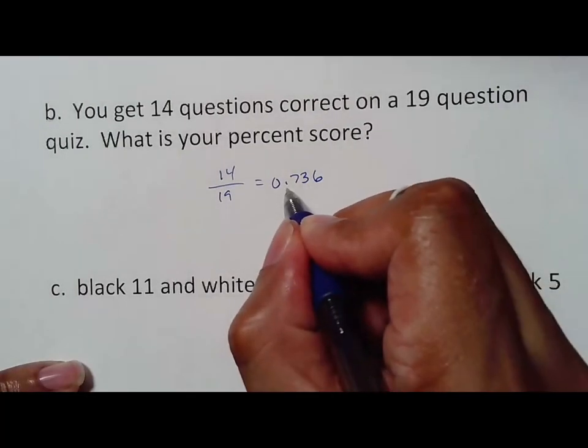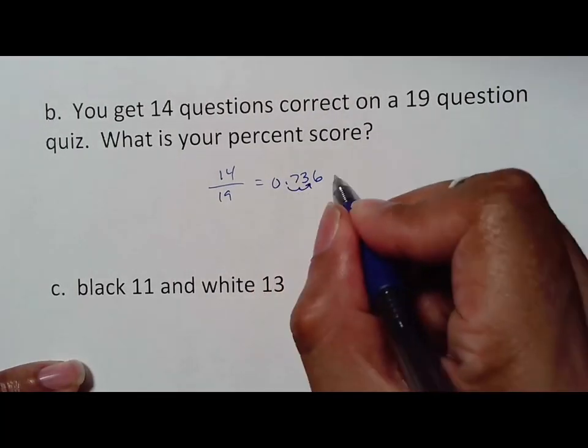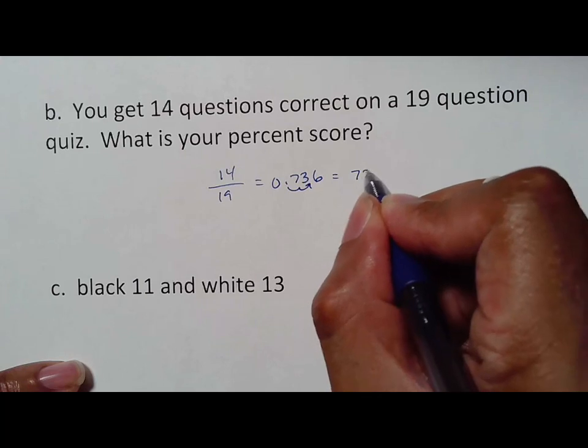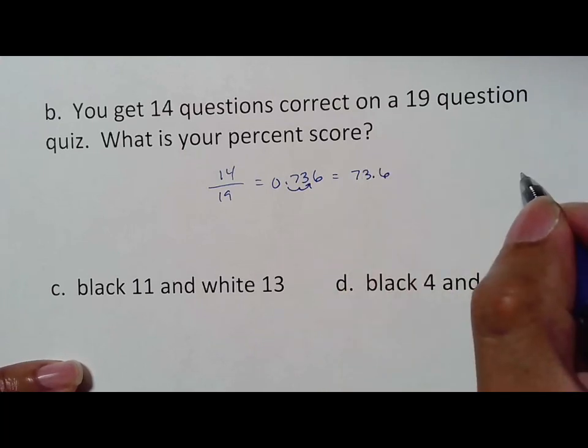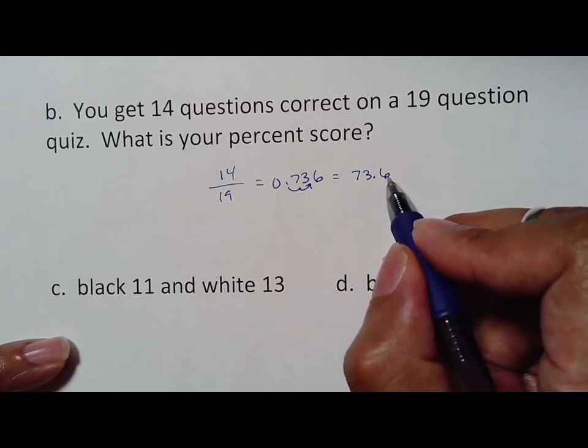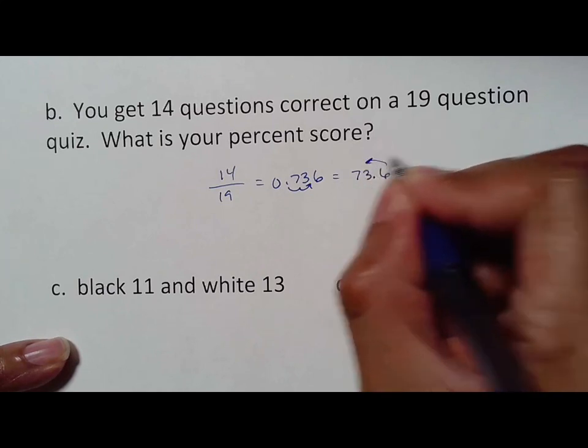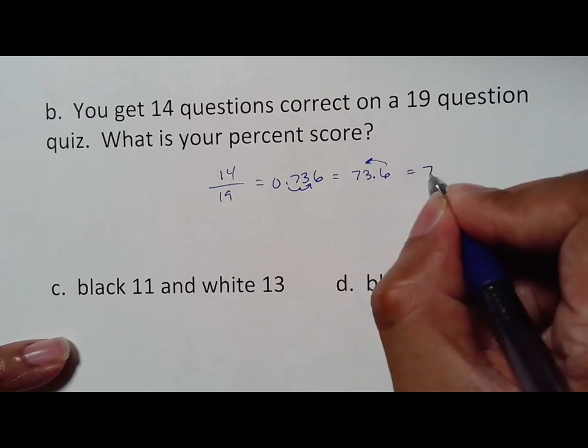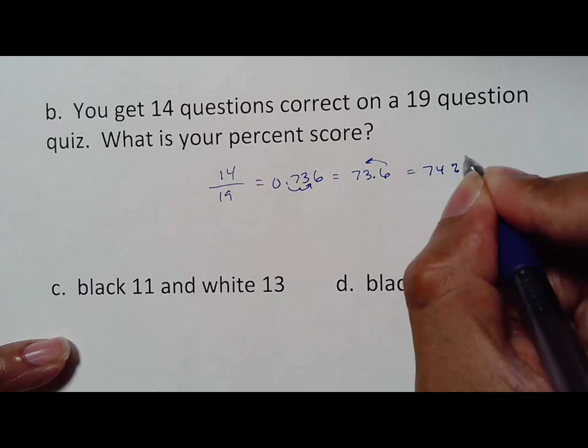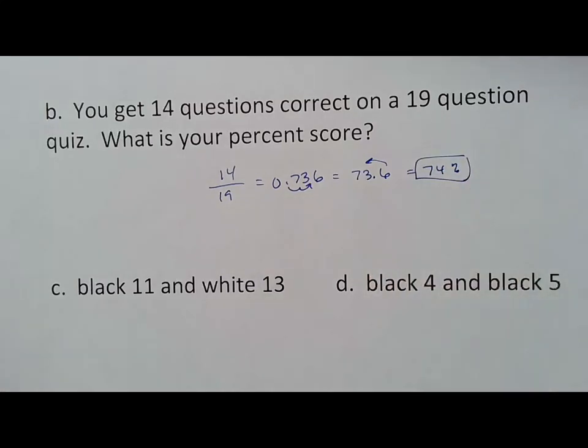Remember that we adjusted into a percent by moving the decimal 2 spots to the right, which is 73.6. The last thing we do is ask ourselves if the 6 is strong enough, which it is, so it does go in, turning 73 into 74% as your answer.